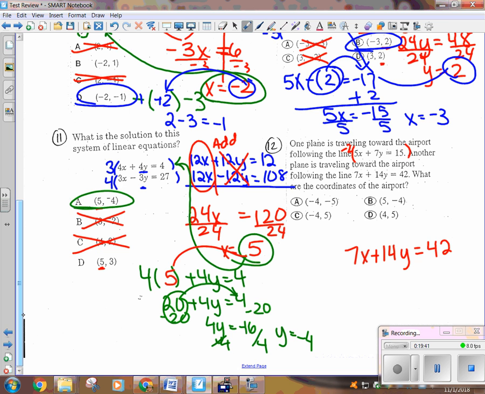Now I'm going to multiply this equation and copy it down here above it. Negative 2 times 5x is negative 10x. Negative 2 times 7y is negative 14y. And that's going to be negative 30.